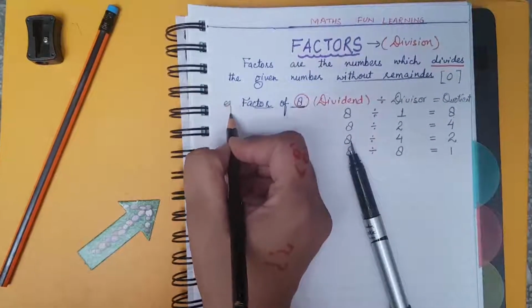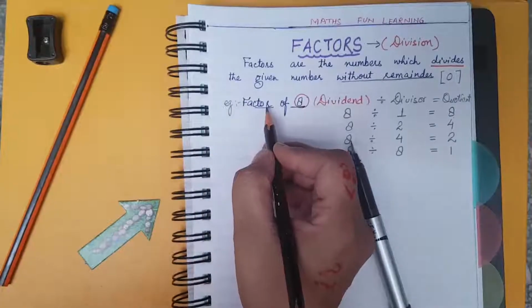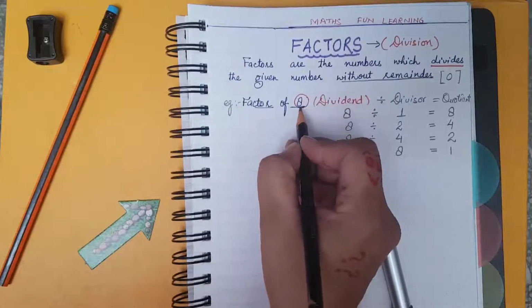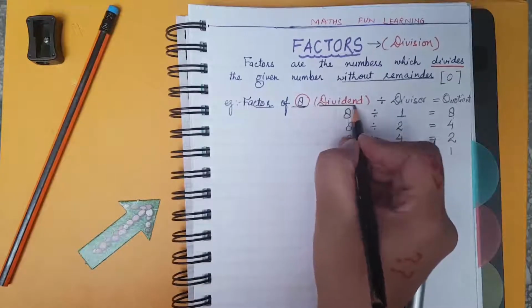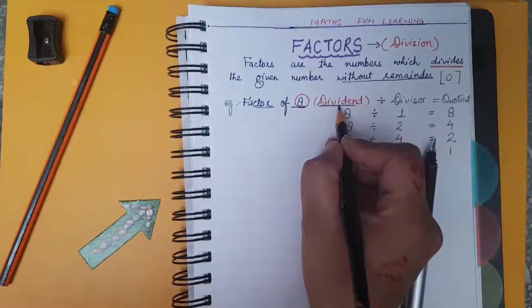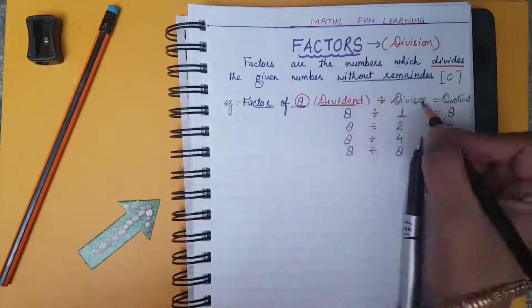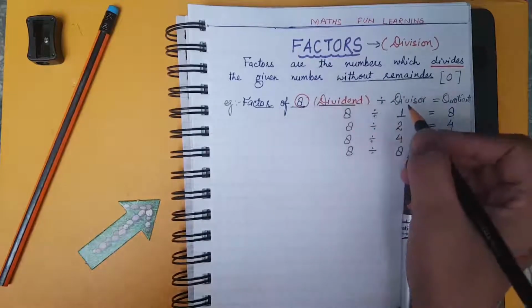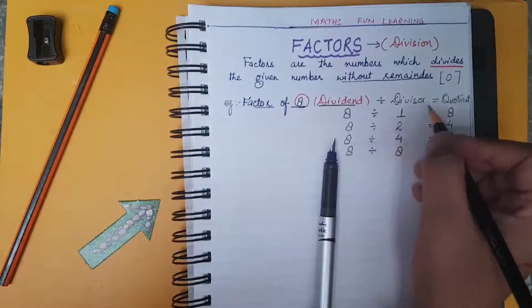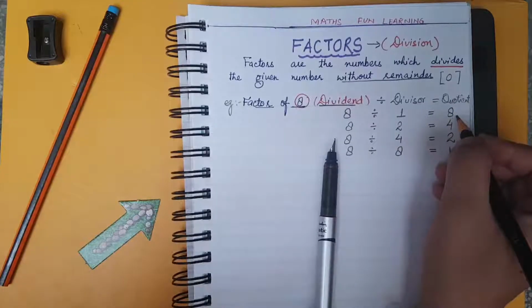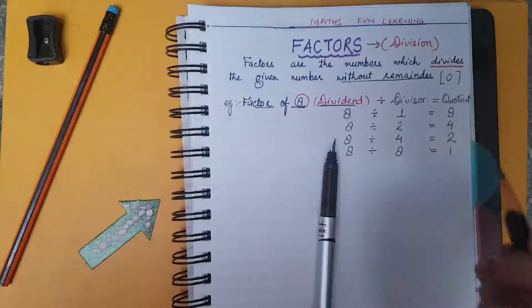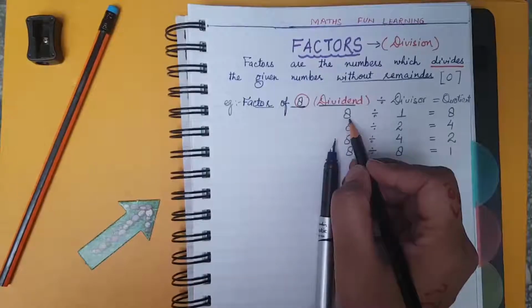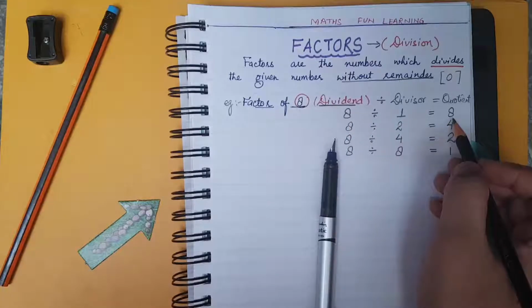So this is the example. Suppose you have to find out the factors of 8. Think about that: 8 is your dividend, and we have to divide this dividend with a divisor. You have to divide this number with the other number. That number is the divisor, and the answer you get is the quotient. So what are the factors here? The divisor and the quotient of the number 8 are your factors.